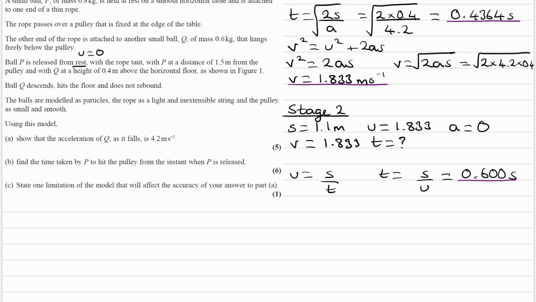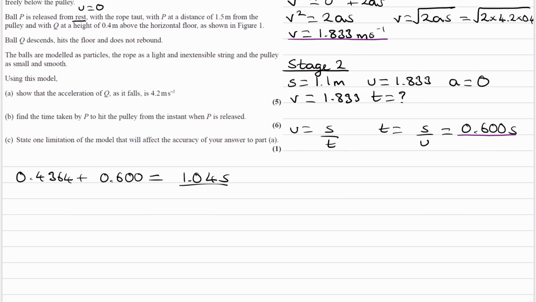And now we just add the two things up and we get our final answer. So for part B, final answer: 0.4364 plus 0.600, and this ends up being 1.04 seconds. And then finally for part C, state one limitation of the model that will affect the accuracy of your answer to part A.